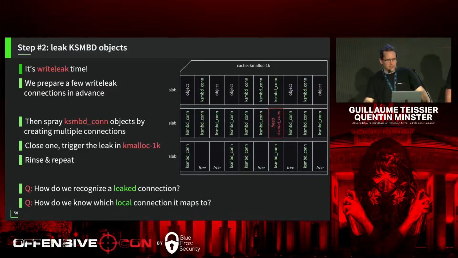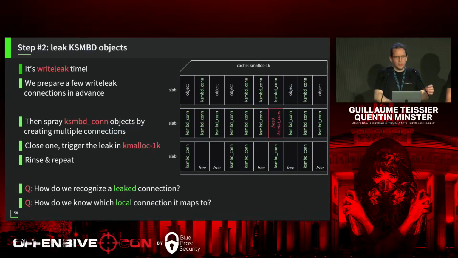Basically, the slab is in some state where there are free items. We want to fill the slab, and fill full slabs, with our ksmbd_conn objects, so that we can stop one of those connections, which will free the item, that's the one in red. Then we perform a refill with our write leak primitive, or write leak request, that will fill that object and leak the next KSMBD connection in the slab. If we don't get anything, we can try that any number of times we want, but we need a way to know that we actually managed to leak a ksmbd_conn object.